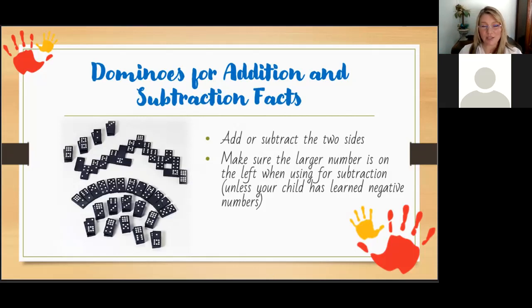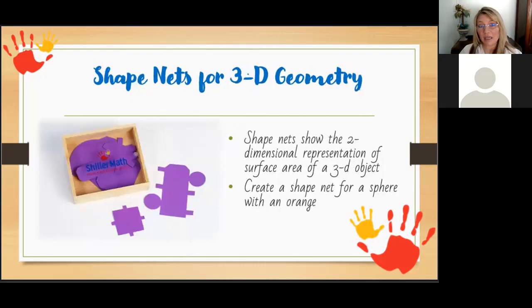Okay, shape nets for 3D geometry. This is another thing that's in Math Kit 2. The digital kit has the printout of these. So even if you have the physical kit, kids love to use these, so you can print extras. If you're using it with multiple kids, they're going to appreciate each having their own set, or often even just for that first child as they use them.